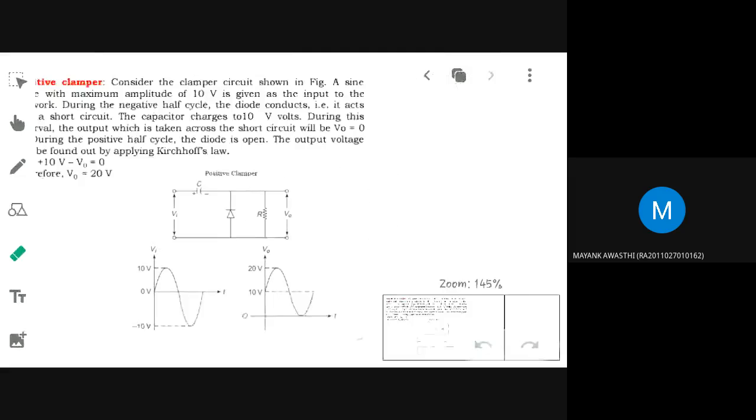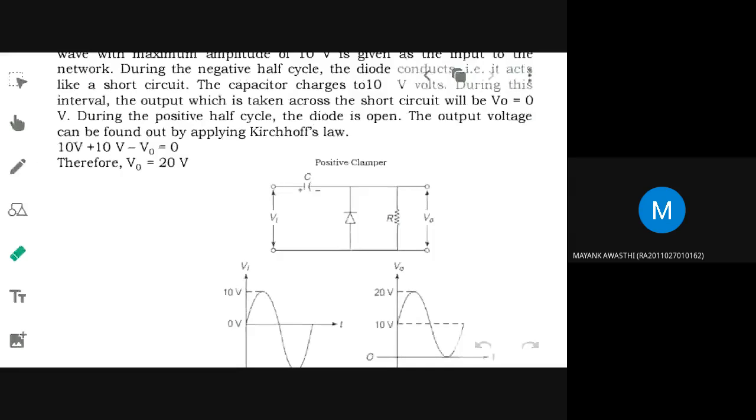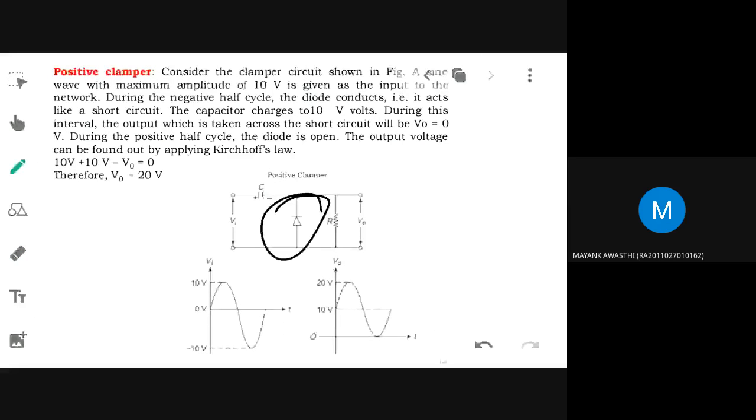So this is a circuit of a positive clamper. In order to obtain the positive clamper, what are you doing with the diode? You reverse the direction or connection of the diode, and you will be able to get a positive clamper. Is this an unbiased positive clamper or a biased positive clamper? Unbiased positive clamper.